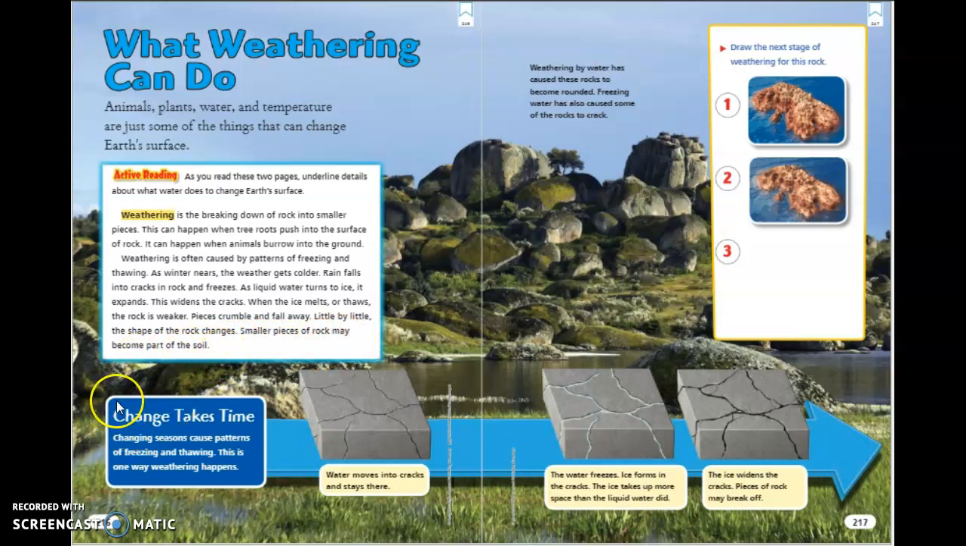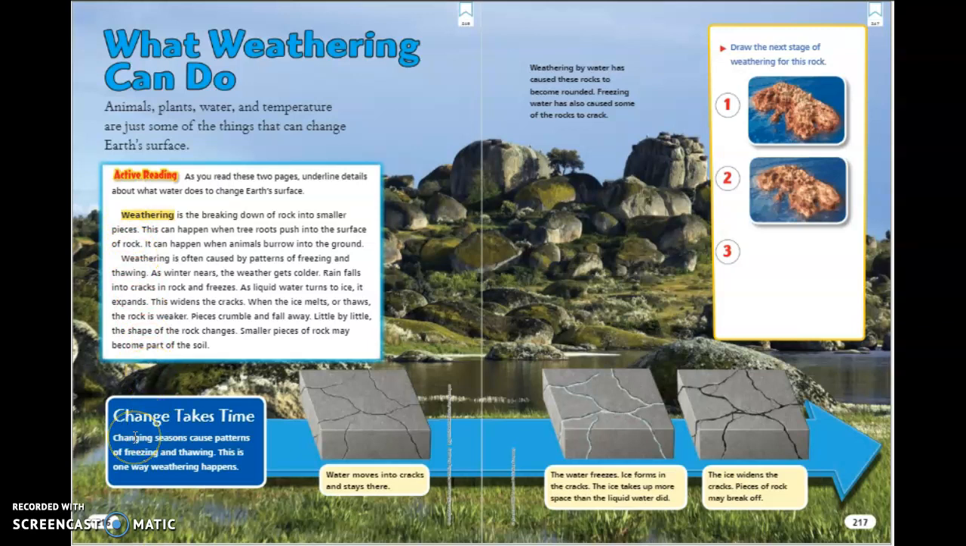Now, in that reading, you should have underlined some details about what water does to Earth's surface. If you haven't found the details yet, pause the video and underline the answer. You should have underlined, rain falls into cracks in rock and freezes. As liquid water turns to ice, it expands. This widens the cracks. Another thing we need to do is we have a lesson vocab word that's highlighted. The word is weathering. Go ahead and go back to page 215 and write weathering on the line.